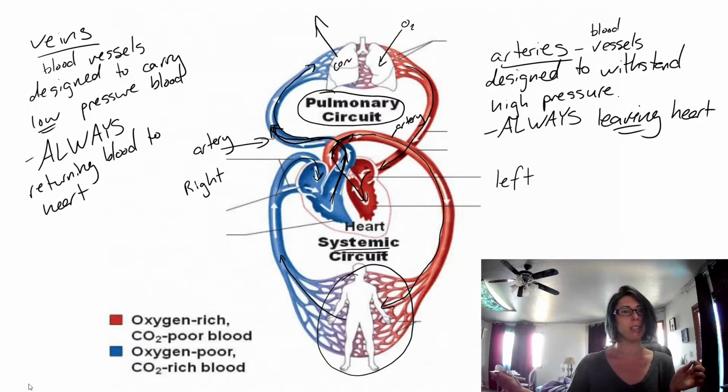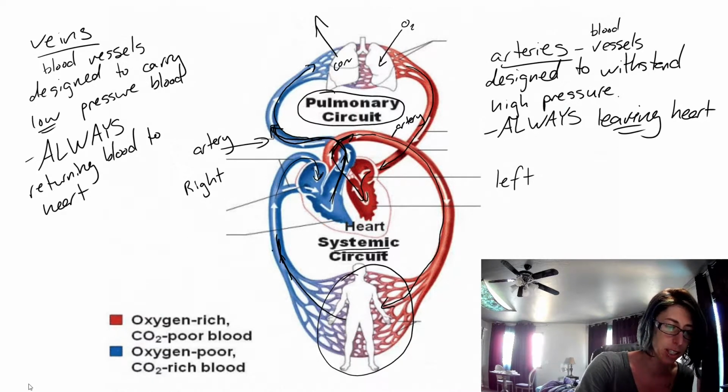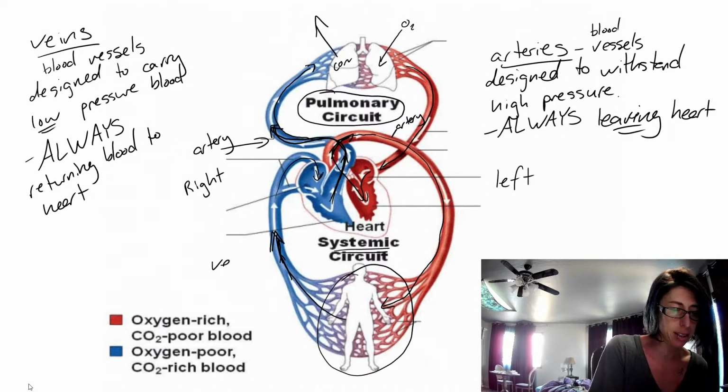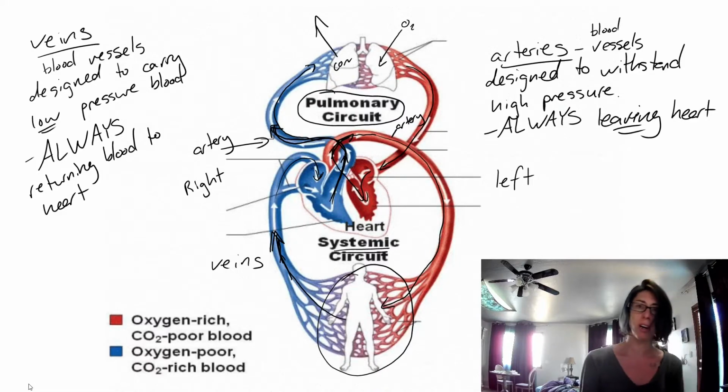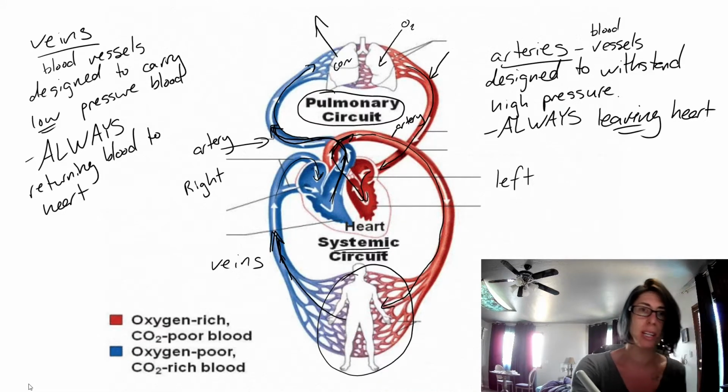Arteries leave the heart, veins come back. And again, oxygenation status has nothing to do with it. So if you look here is some low oxygen blood in veins returning to the heart from the systemic circuit. Here is some highly oxygenated blood in veins returning to the heart.